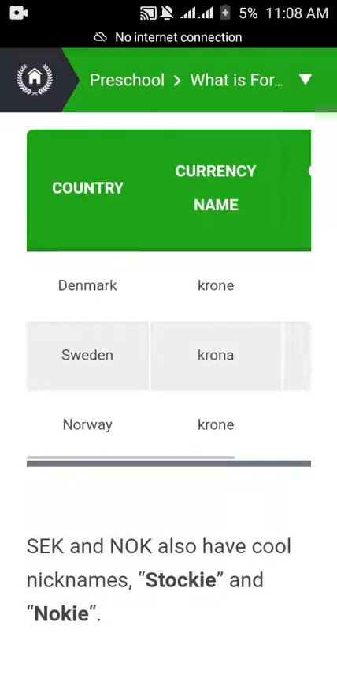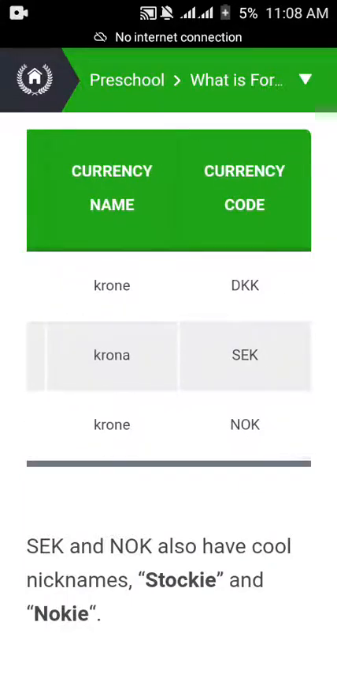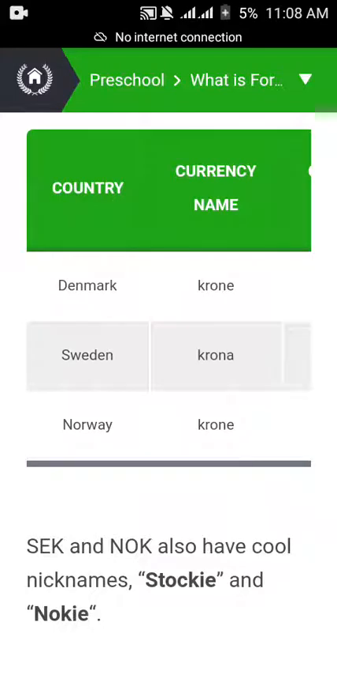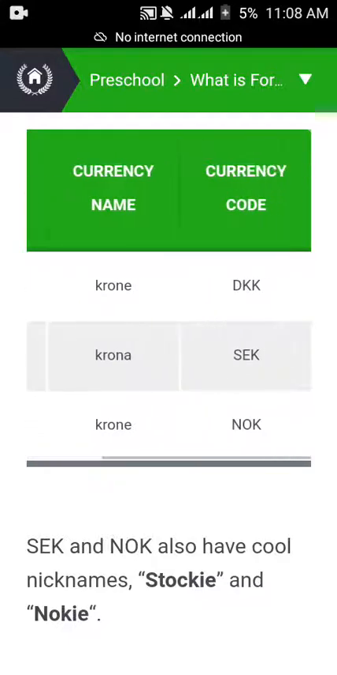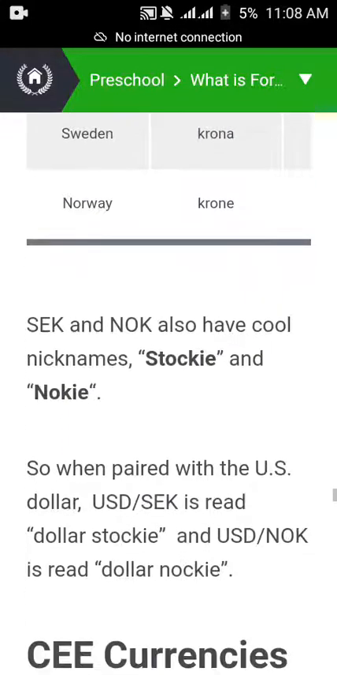These are examples: Denmark, Sweden, and Norway. One is a krone and the other is krona. Denmark and Norway share similar spelling, krone and krone. Then the codes are different. For Denmark it is DKK, for Sweden it is SEK, and for Norway it is NOK. You can see on the table.